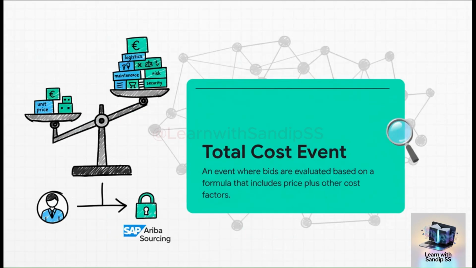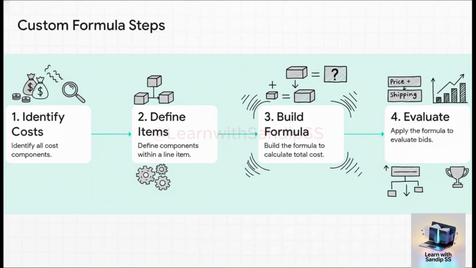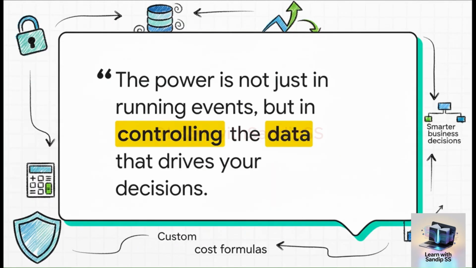And this is exactly where a total cost event comes in. It's a seriously powerful feature that lets you evaluate suppliers based on the whole picture. So instead of just comparing their unit price, Ariba evaluates them based on a formula that you create, a formula that reflects the true total cost to your business. The absolute key here is that you are in complete control of the logic. You start by just identifying all those different cost drivers. Then you define those as components right there in the system. After that, you build a simple formula like price plus shipping, and Ariba does all the heavy lifting, automatically ranking your suppliers by their real-world total cost. It's brilliant.